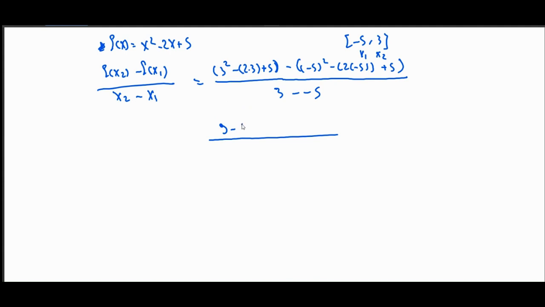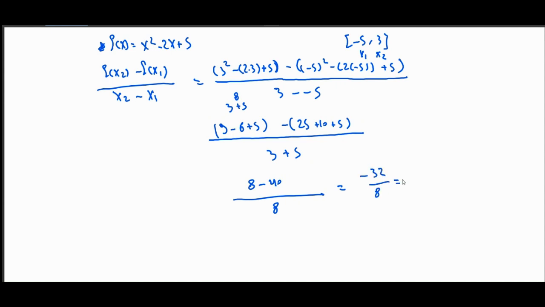Slowly now: 3 squared which is 9, 9 minus 2 times 3 which is 6, plus 5, minus negative 5 squared which is 25, minus 2 times negative 5 which is negative 10, negative 10 times 5 which is plus 10, plus 5, all over 3 plus 5. 9 minus 6 is 3, 3 plus 5 is 8. 8 minus 25 plus 10 is 35, 35 plus 5 is 40, over 3 plus 5 which is 8. 8 minus 40 is negative 32 over 8, which is negative 4.